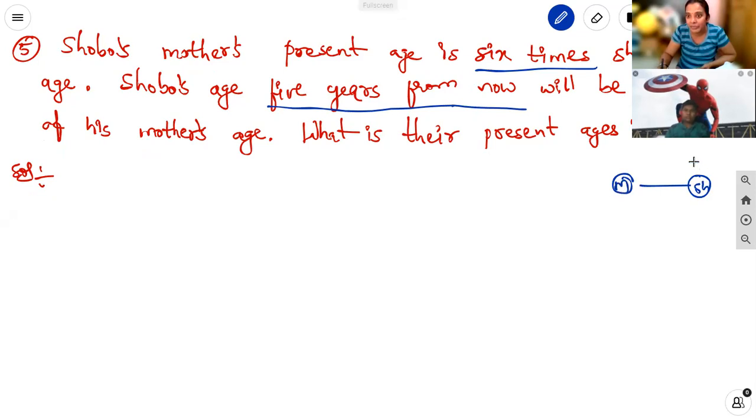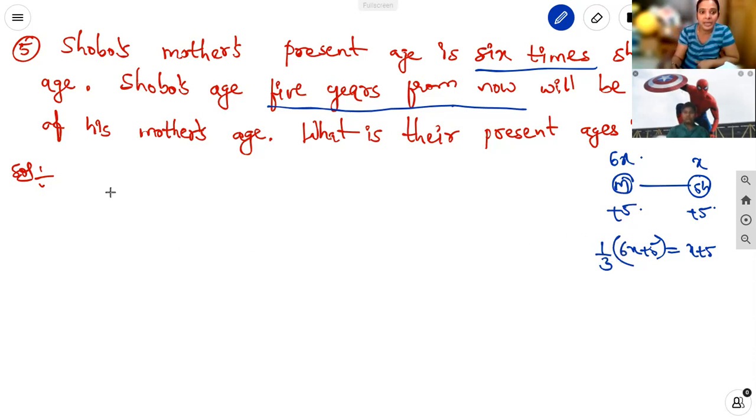Suppose we take Shobo's age equal to x. The mother's age is 6 times Shobo's present age. After 5 years from now, add 5 to Shobo's age and to his mother's age. What is the relation? Shobo's age, that is x plus 5, is equal to 1/3 of Shobo's mother's age. If you get this relation, you get the x value, and then it is easy to find the present ages of Shobo and his mother.